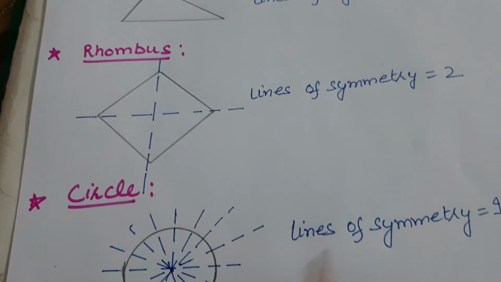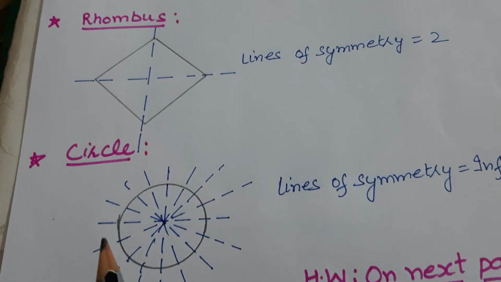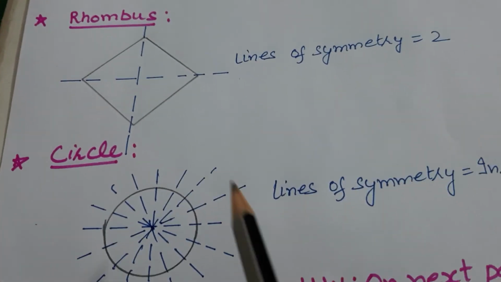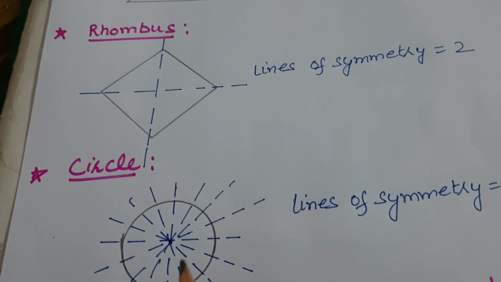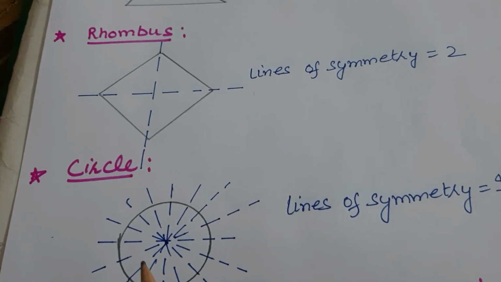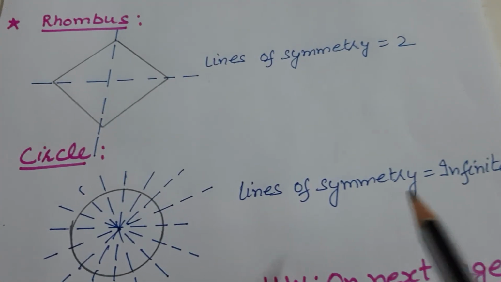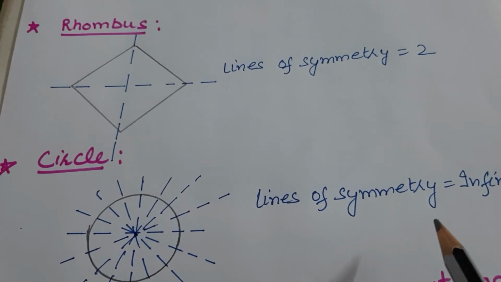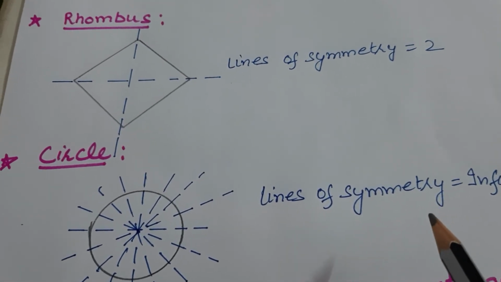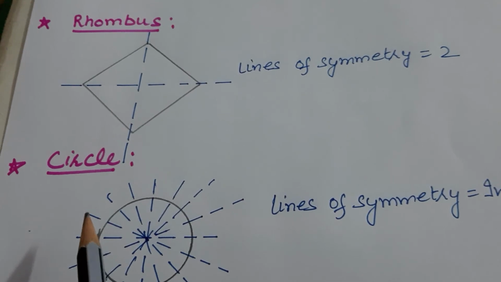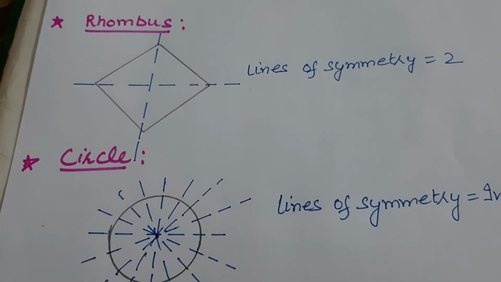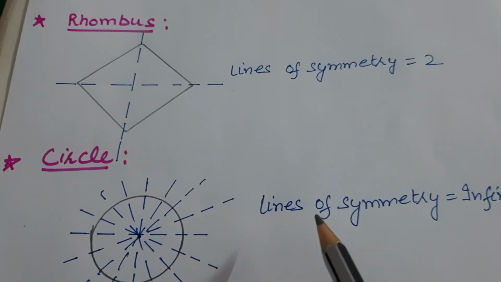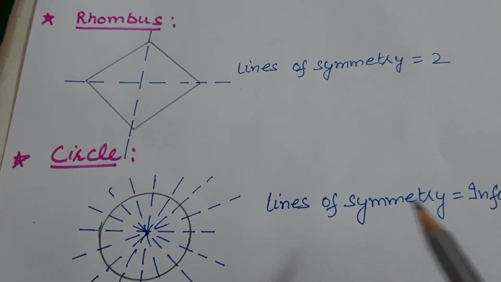Next is circle. As you know, a circle has an infinite number of diameters. So similarly, a circle has infinite lines of symmetry. Okay, because what is a line of symmetry? It is a line passing through the center, and this is a diameter also. So a circle has infinite lines of symmetry.